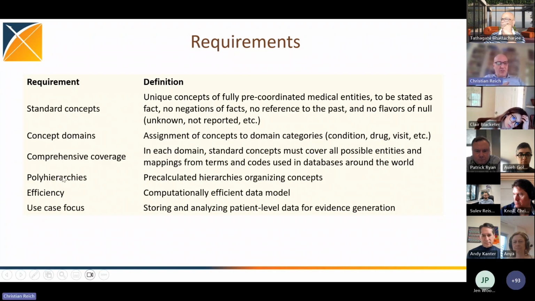This results in comprehensive coverage. There are polyhierarchies, which means not just one parent. It has to be efficient for people to use, and it has to support the use case. You can think of other requirements, and there are other requirements, and we will discuss them. But these are the core ones that we used as guiding principles to get where we are today.